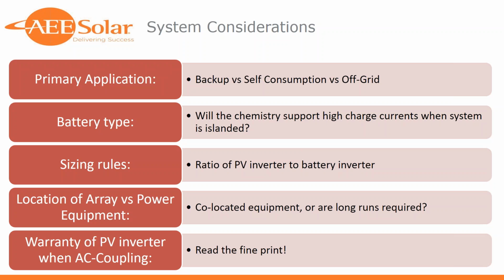Last point here, warranty of PV inverter when AC coupling. So there are a lot of bad, call them horror stories out in the market of people who ran an AC coupled application, had some issues, and called their PV inverter manufacturer and found out that was not a supported application. They've written down my serial number and now my warranty is void. That's one of those things you're going to want to check on, maybe through message boards, maybe through forums, maybe through hypotheticals with your manufacturer before you design and install the system. So lots to consider here.